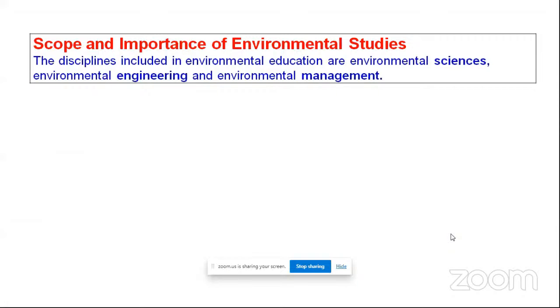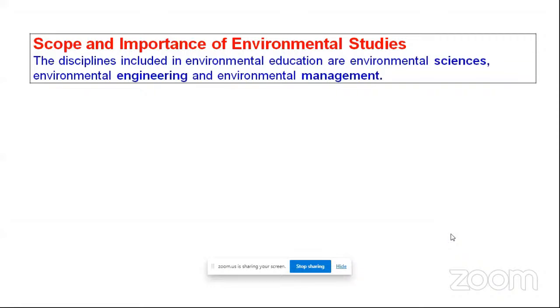You see, scope is a thing where, by studying this array of lessons, one can get engaged, where all one can make their careers. That is what is scope. And importance of environmental studies is how it is relevant to engineering, how it is connected to the other core and elective courses that you are going to take up in future at different semester levels.